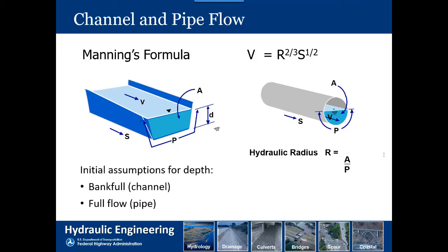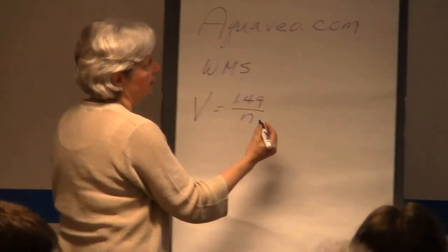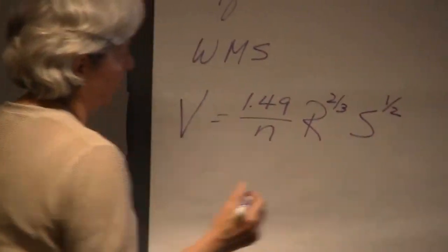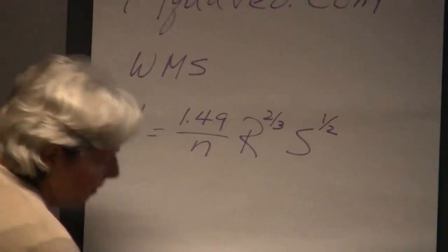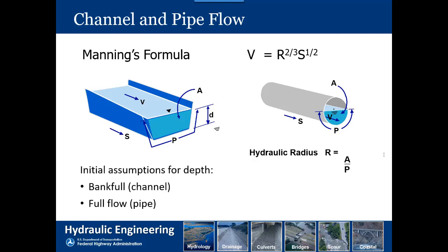Eric, don't we need 1 over n in that velocity equals? 1.49 over n. Yeah, over the n. I don't know how that happened. I took it straight from the NHI course. So that velocity equals 1.49 over your roughness n, times R to the 2/3, S to the 1/2. That's how you find the velocity in a trapezoidal channel or in a pipe.